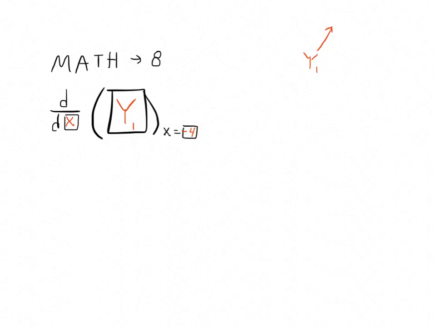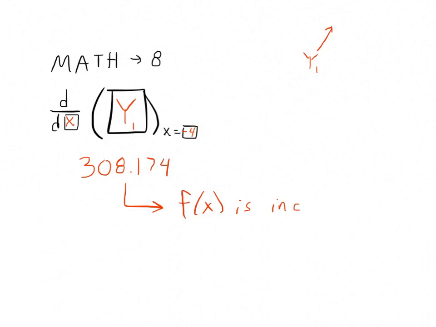So when I threw that into the calculator, I found out that this derivative was 308.174. And remember from what I said before, it really doesn't matter how positive or negative this is. All that matters is because this is positive, we know that our function, f of x, is increasing at our value, x equals -4. Right. So there's a couple problems in the homework tonight that ask you to find out if a function is increasing or decreasing using the calculator, and the key is use Math 8. If you use Math 8, you'll be fine.